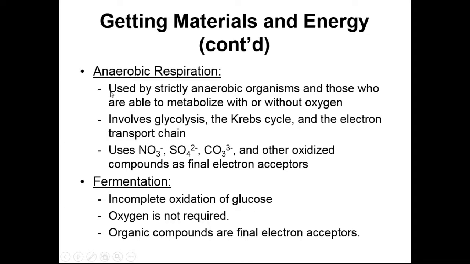We also have anaerobic respiration. So we're still going to have the glycolysis, Krebs cycle, and then electron transport chain, but we don't have oxygen as a terminal electron acceptor at the very end of the electron transport chain. Instead, we'll have the nitrate, the sulfate, or the carbonate. It's just an oxidized inorganic polyatomic ion as the final electron acceptor.